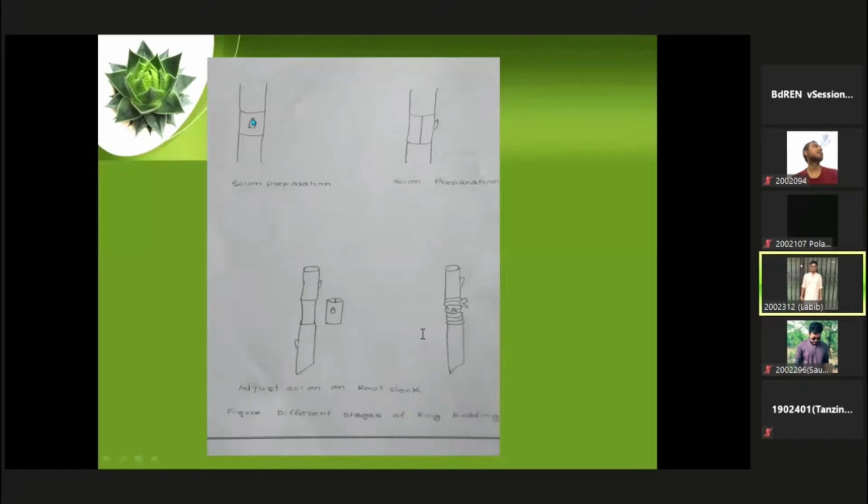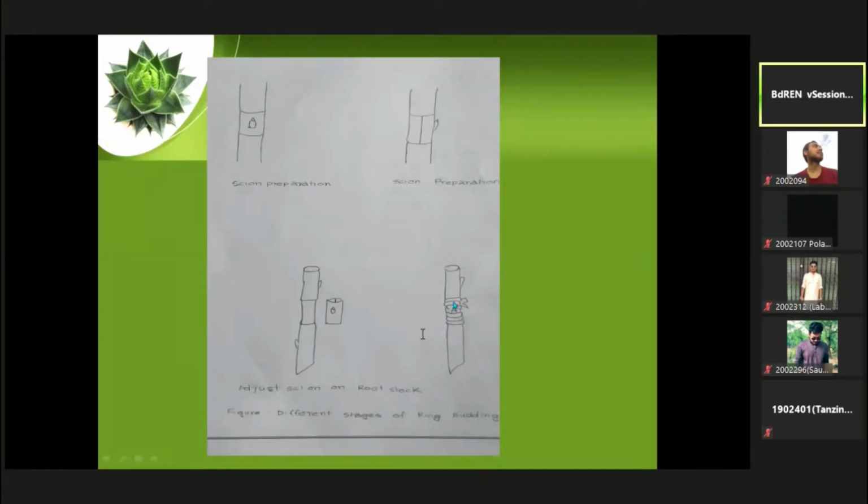Same size, similar size. Just similar size rectangular bark we will remove, and we will place the rectangular scion on the rectangular shape stalk. Okay. So that way is called patch budding. And then we will tie with polythene strip like this way.